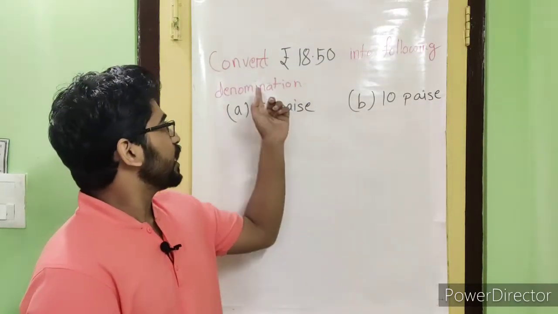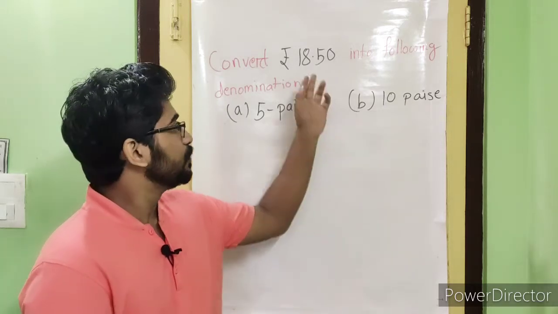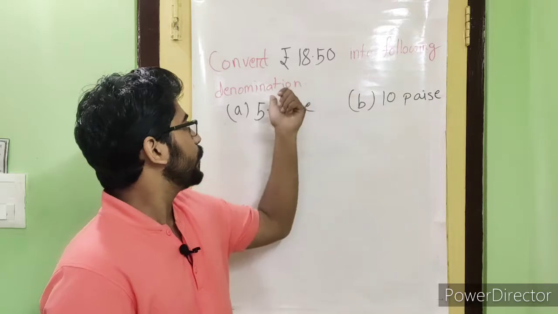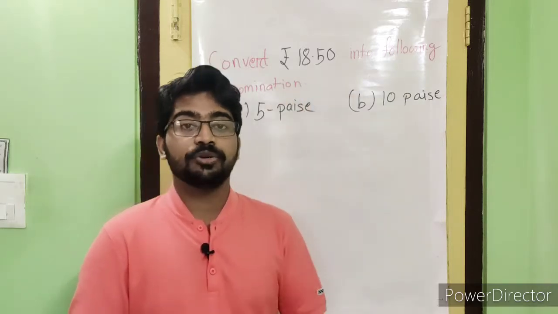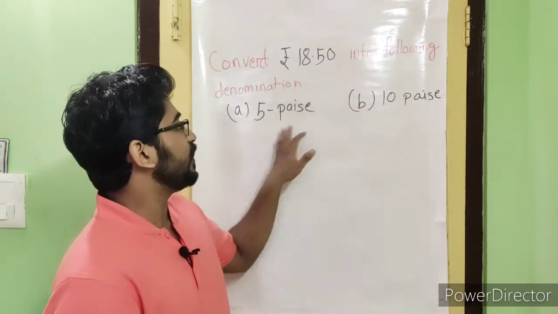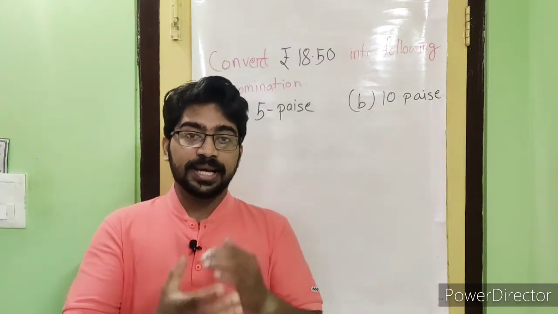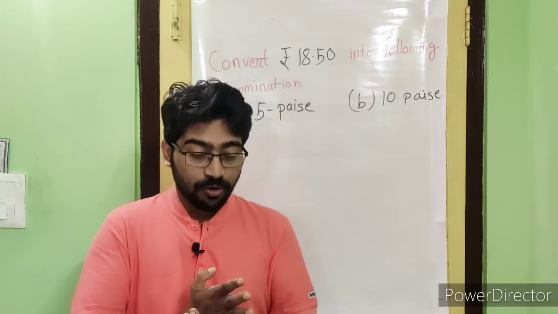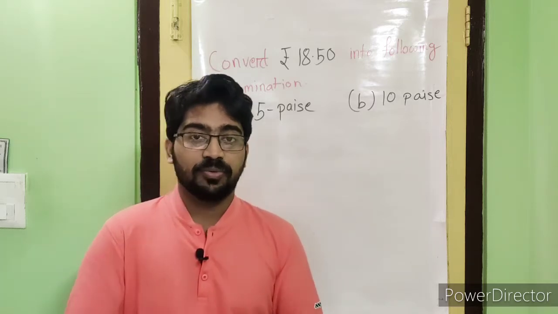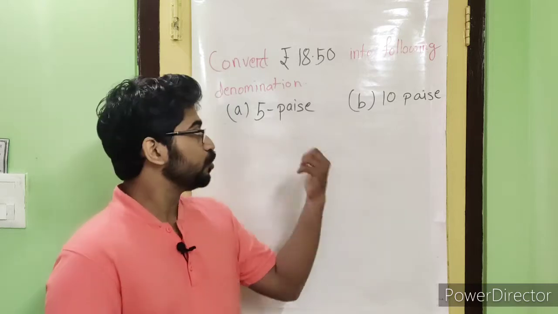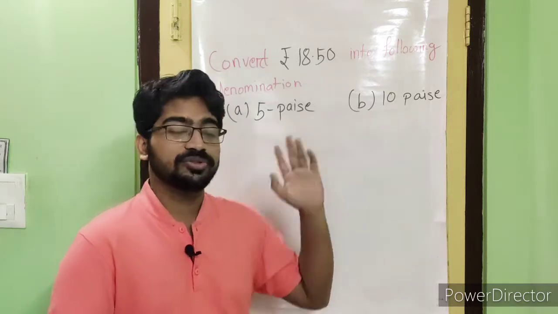You can see on my board I have written: convert rupees 18.50 into the following denominations. And after that I have given 5 paise and 10 paise. So what is denomination? Denomination is to divide on the basis of classification, into a category or a division. Here two divisions are given, one is 5 paise and one is 10 paise.